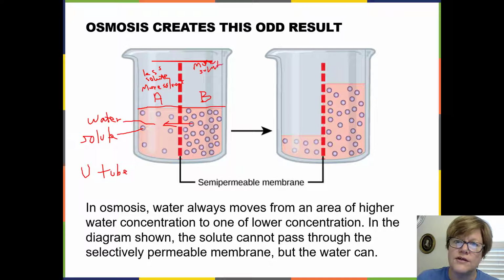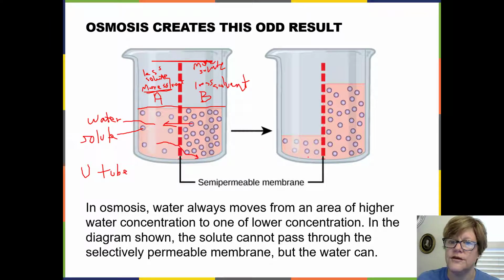So what we would end up with is, if water is the only thing that can move, it would always move from its area of higher concentration. So more solvent is A, more water inside A, and less solvent on side B. So the water would move from left to right. So the purple thing would move from right to left if it could, and the water would move from left to right if it could, and the only thing that can move is the water.